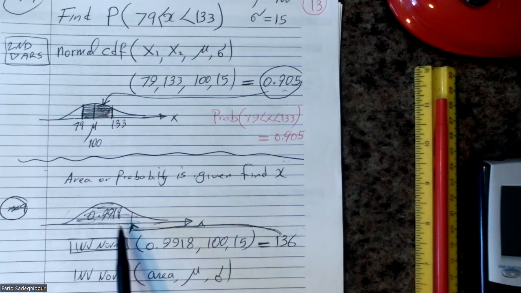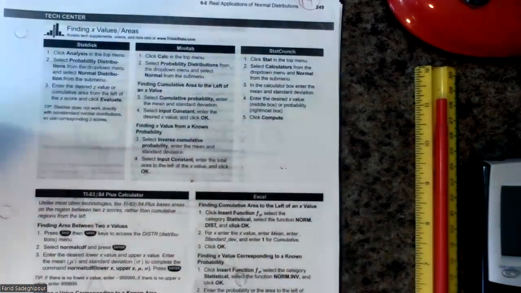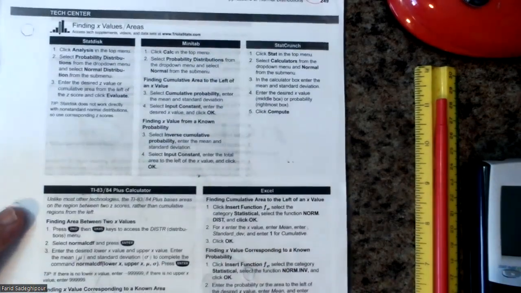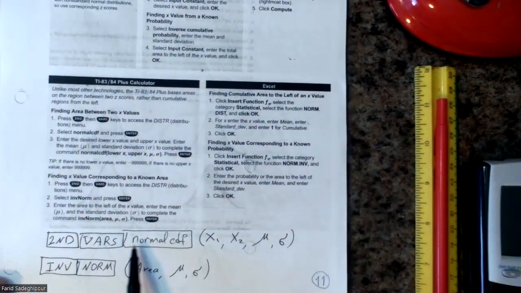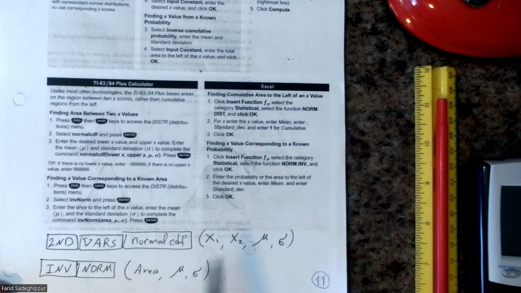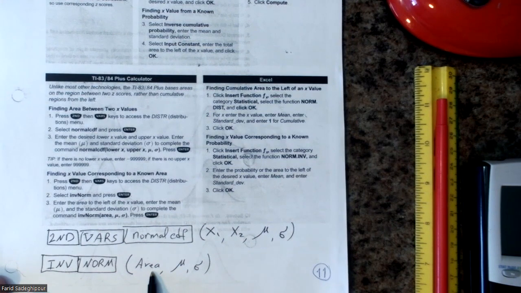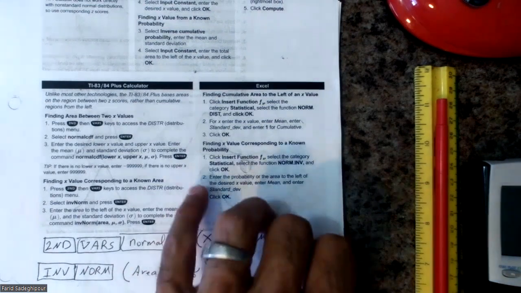So if the area is given and we ask you to find the x, in this example, area probability, if x is unknown but you know the area, that would be area, mean, and standard deviation. That gives you the x value for that point. So basically, we are using two formulas in this section. One is normal CDF, if you have the values of x1 and x2. The other one is, if you have the area and you want to find the x or the z, you use inverse norm.